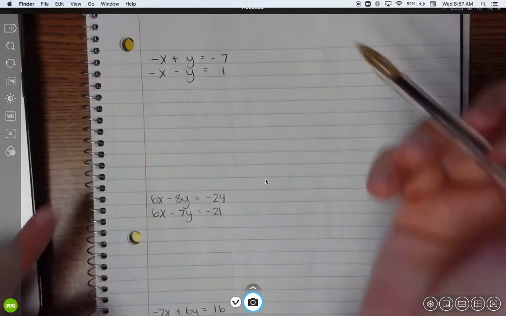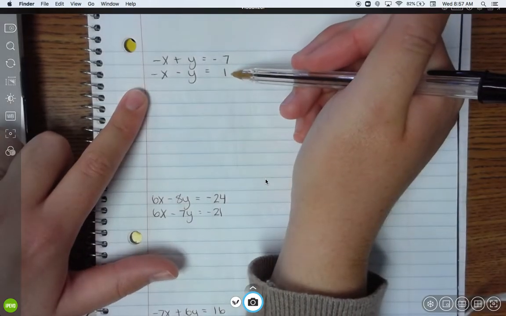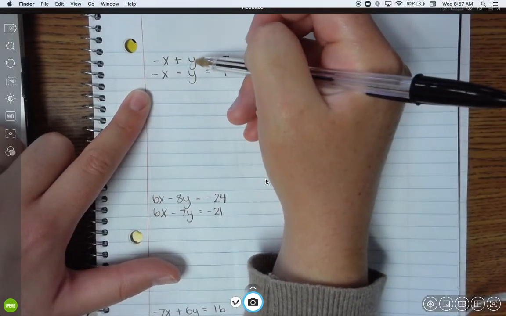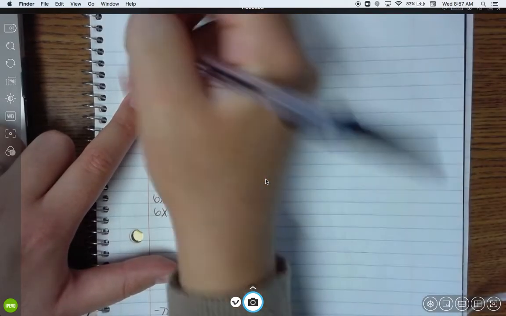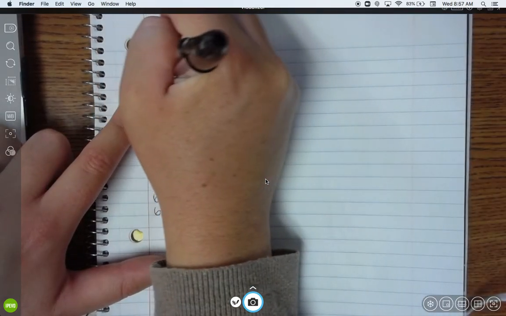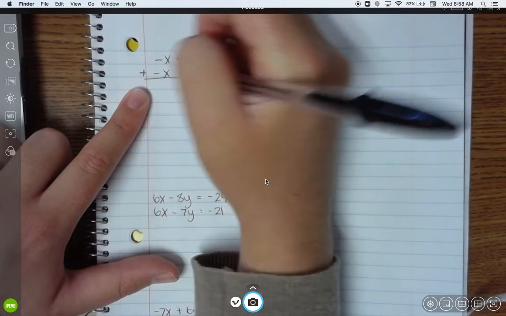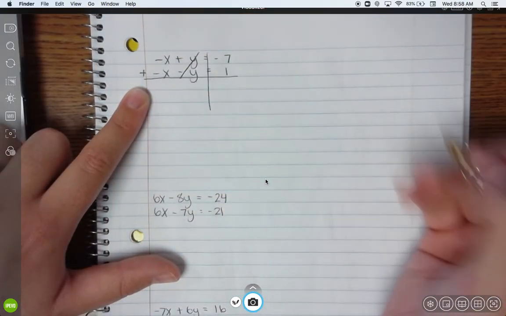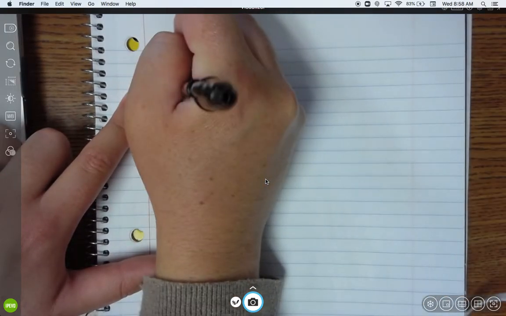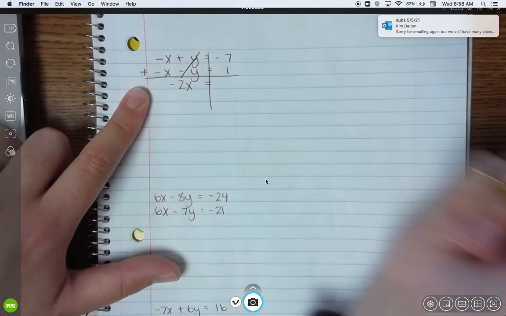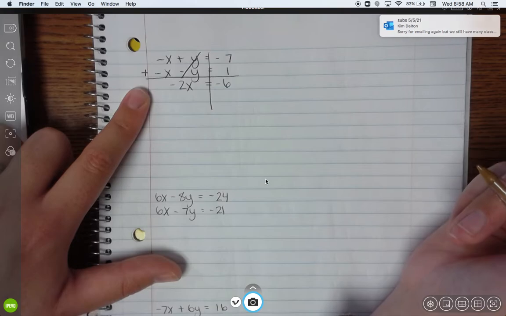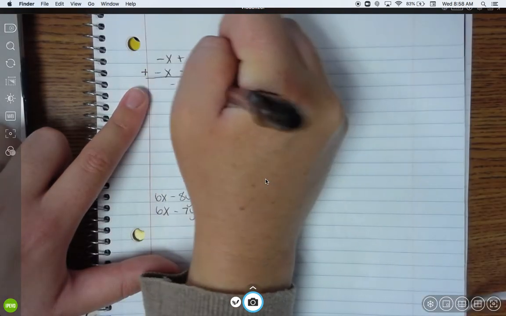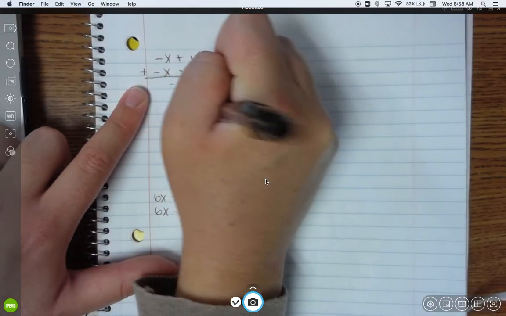First example for you. Great time to use elimination because I have a pair of opposites here. I have a positive y and a negative y. So those will eliminate, and I add everything else. Negative x plus negative x is negative 2x, and negative 7 plus 1 is negative 6. Solve for x, I divide by negative 2, and I get x equals 3.